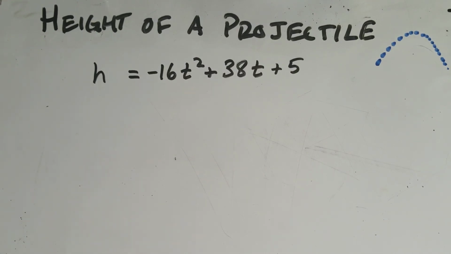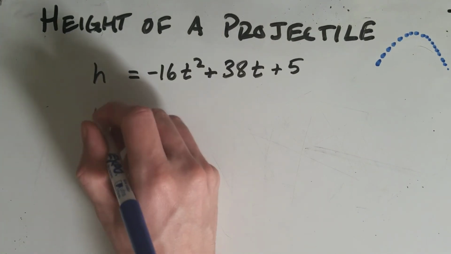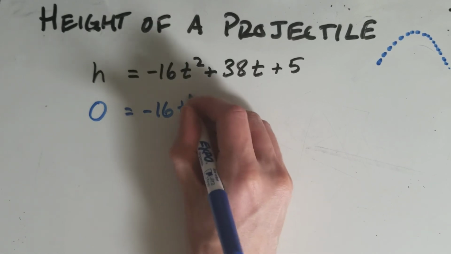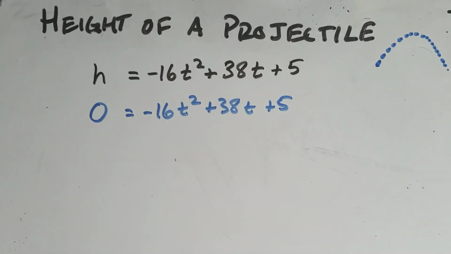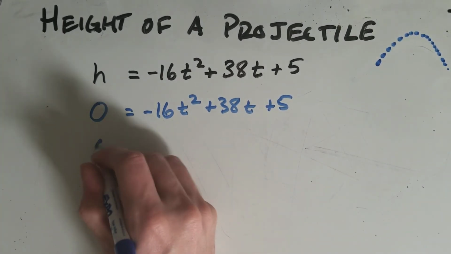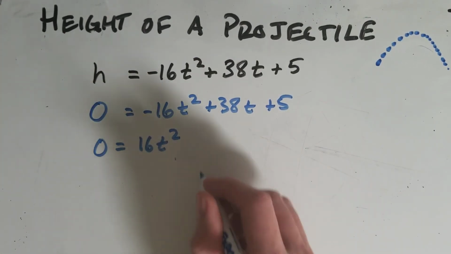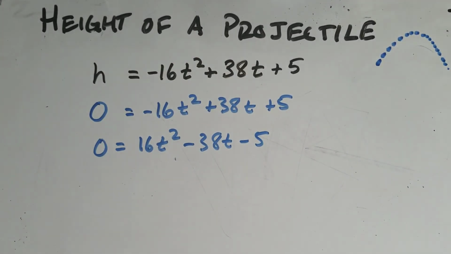Now the next question says, after how many seconds will the discus hit the ground? So if you think about the height, when we hit the ground, that would be like having a height of 0. We're on the ground. So we can go ahead and substitute that in. And now we just have a quadratic to solve. So I would try to get a positive leading coefficient here. So I'm going to multiply everything by -1. So it becomes positive. Then this will become a negative. Then this will become a negative.